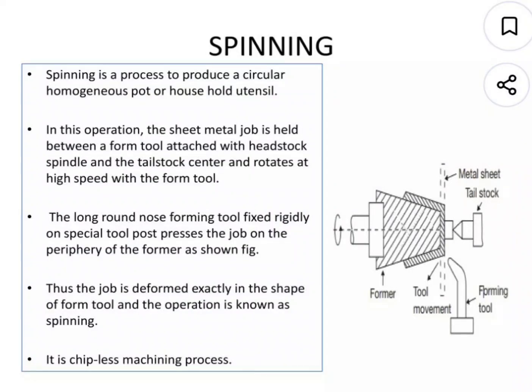In this operation, the sheet metal job is held between the tool attached to the headstock spindle and the tailstock center, rotating at high speed with the tools. The forming tool is fixed with the rest, and the shaping tool presses the job precisely, as shown in the figure. Thus the job is deformed exactly into the shape of the tool, and the operation is known as spinning.